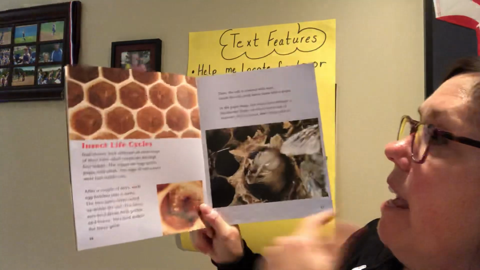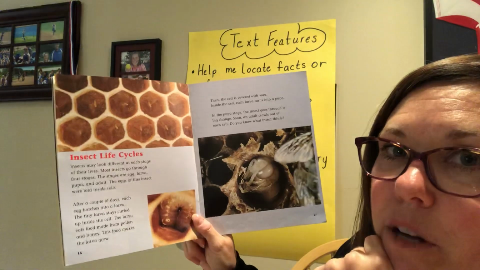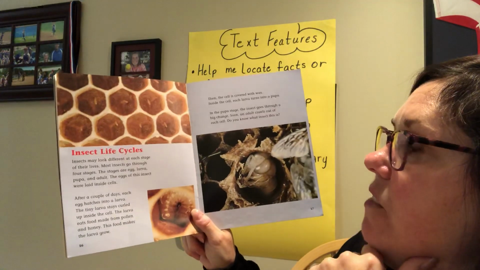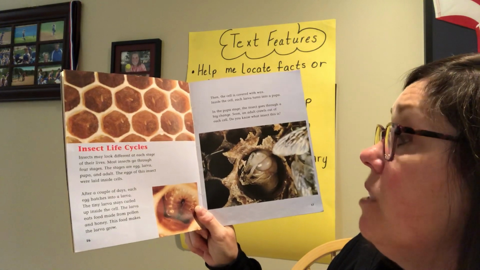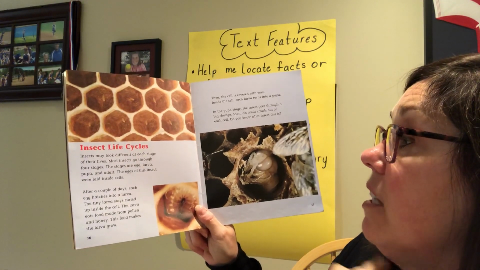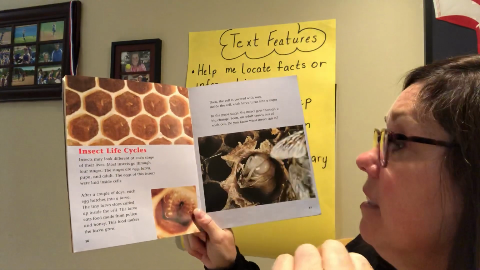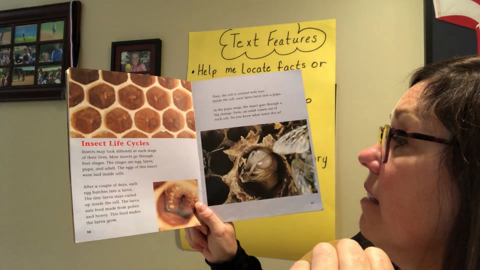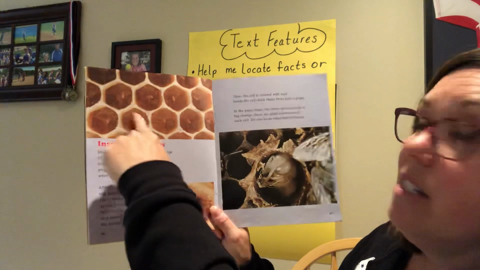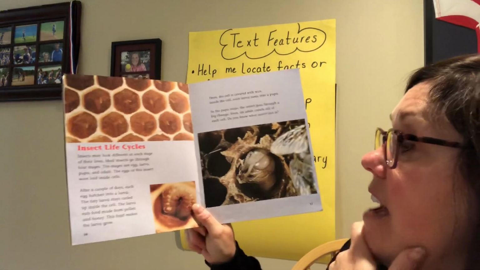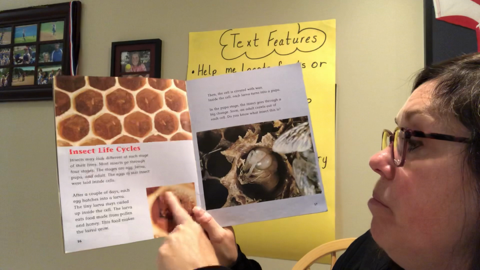Ooh, I see a heading here. And this reminds me of a visitor we had back in the fall, Mr. Patterson. Insect life cycles. Insects may look different in each stage of their lives. Most insects go through 4 stages. The stages are the egg, larva, pupa, and adult. The egg of this insect were laid inside the cells, and this is called the cell. After a couple days, each egg hatches into the larva, and here's a close-up of that.